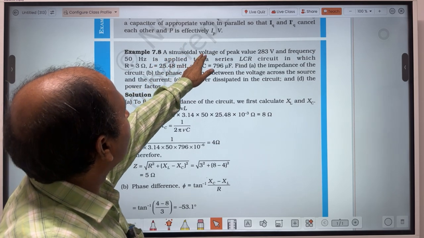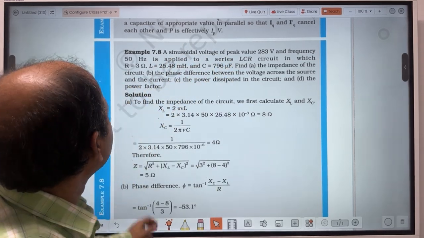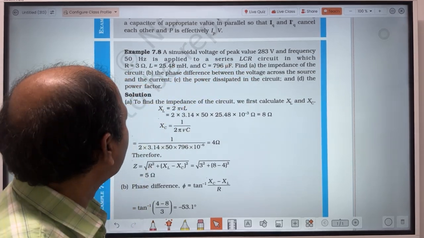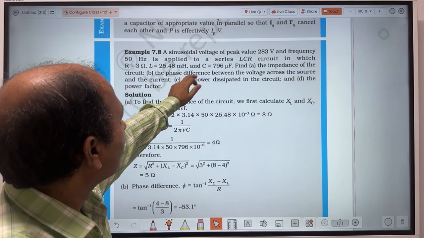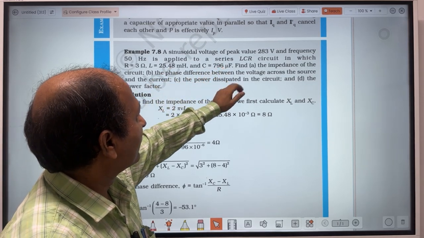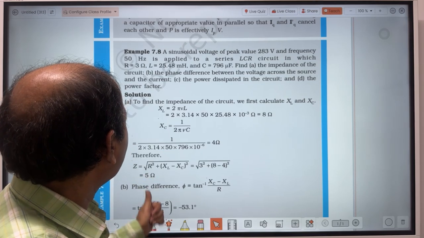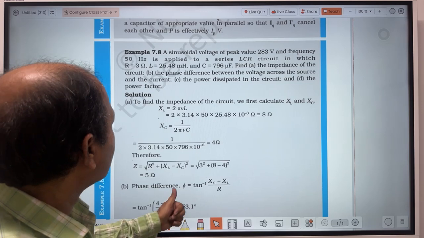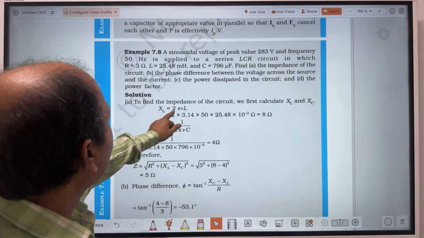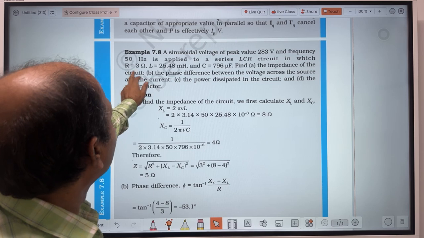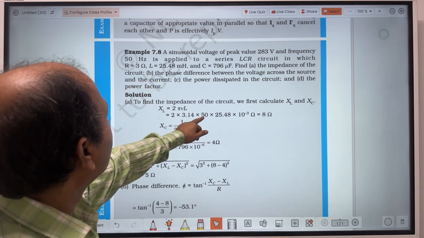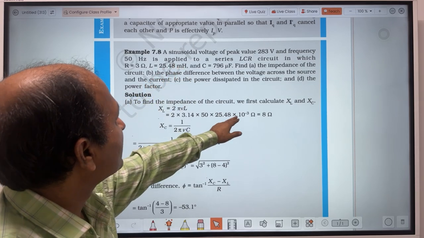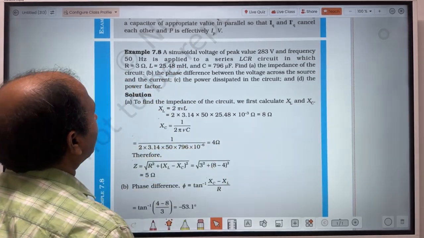Here we have a sinusoidal voltage of peak value 283 volt and frequency 50 Hz applied to a series LCR circuit in which R is given as 3 ohm, L is 25.48 millihenry and C equal to 796 microfarad. Find the impedance of the circuit. You remember impedance? Impedance is given by Z equal to square root of R square plus (XL minus XC) square. So we need XL. XL is 2 pi FL. Frequency is 50, so 2 into 3.14 into 50 into L, which is 25.48 millihenry, meaning 10 power minus 3. So this will come out to be 8 ohm.